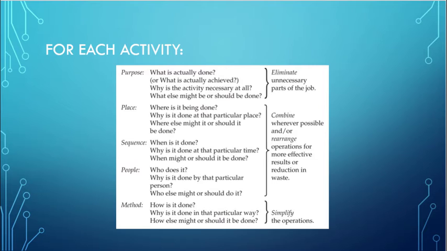So this figure goes into that in more detail. It gives you some good ideas about the questions that you could ask about each activity and gives you ideas of what it is that you're trying to do. Perhaps eliminate things, combine things, rearrange the order of things to reduce the overhead, simplify the things that you're trying to do. So this is really just more detail about what you could think about for each activity in the process.